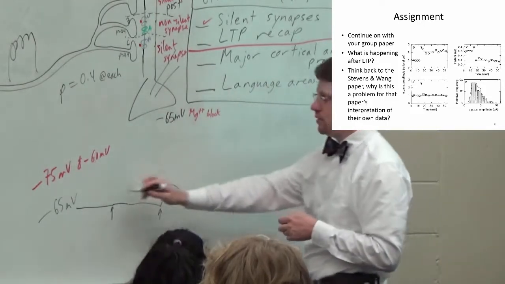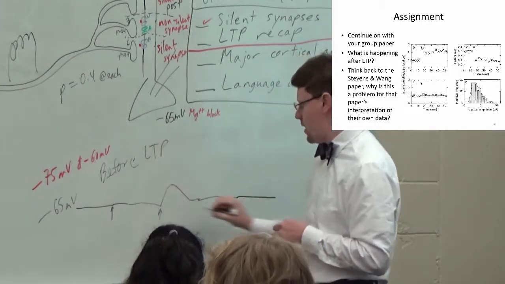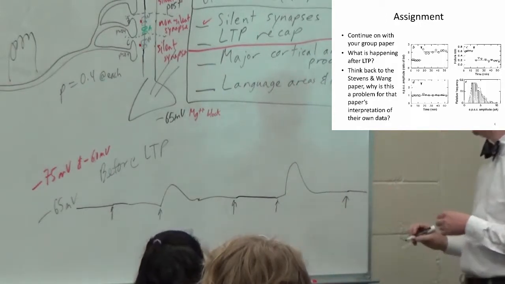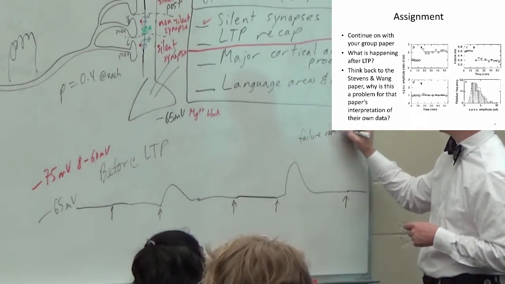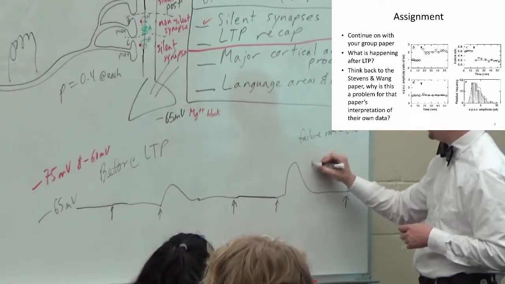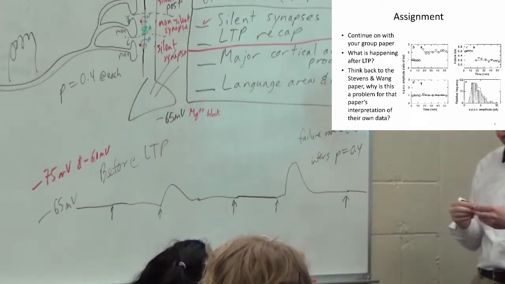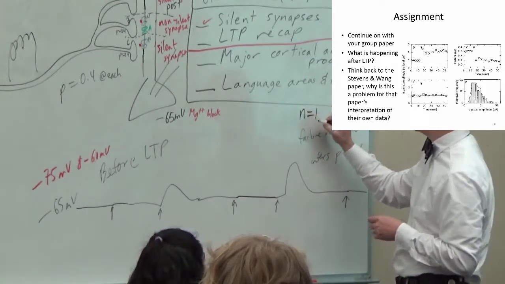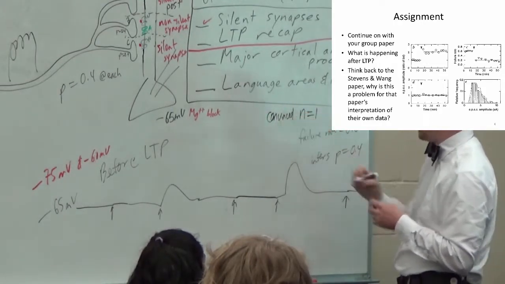And so he, before LTP, simulates a bunch of times and sees that his failure rate is 0.6. And so then he infers that probability of release is 0.4. And also, he's sort of got this idea that n equals 1. So he's sort of convinced that n equals 1.